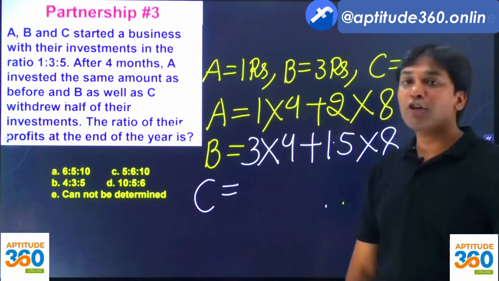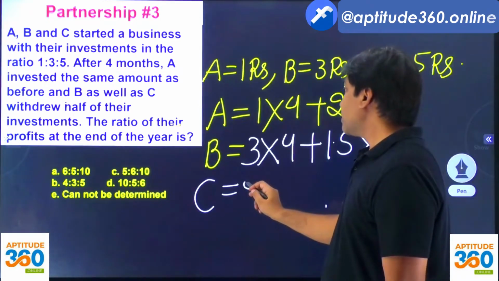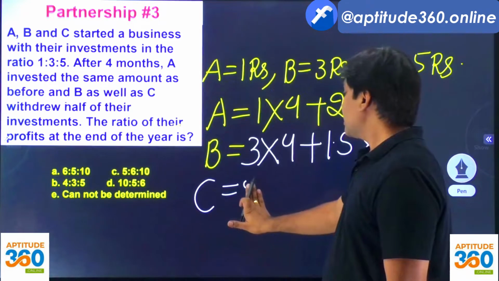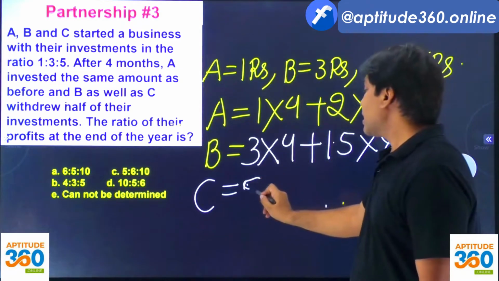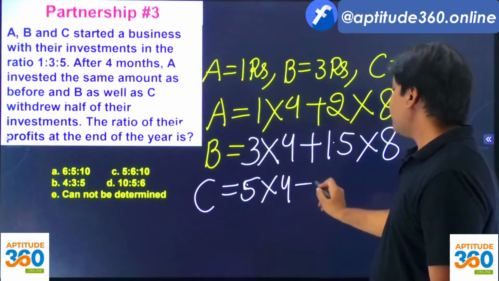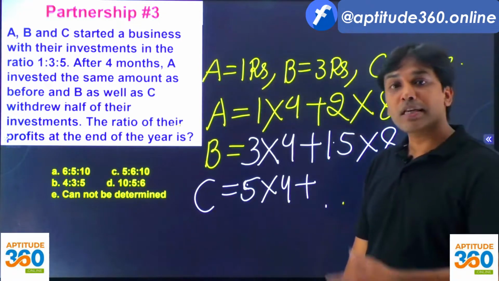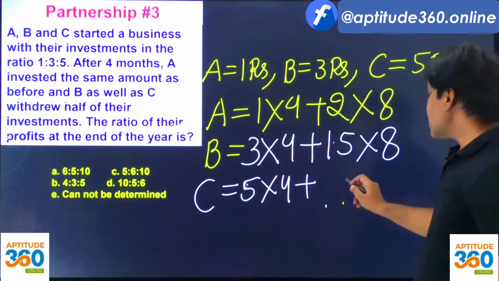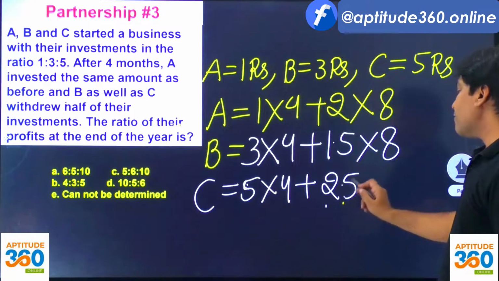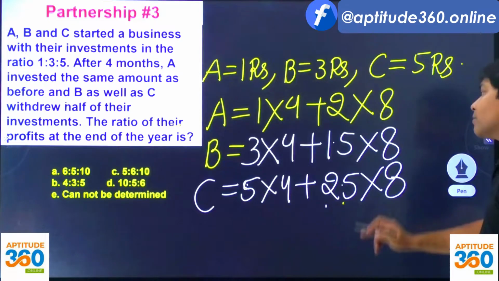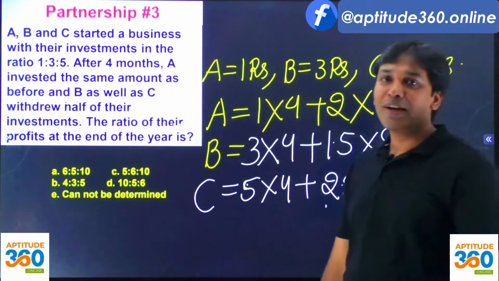How would you find out the value of C? C started with 5 rupees, isn't it? C started with 5 rupees. And then after 4 months, C has withdrawn 50%. Now C is left with कितना? 2.5 rupees. कितने महीने के लिए? 8 महीने के लिए. होगी वैल्यू सिंप्लीफाई.